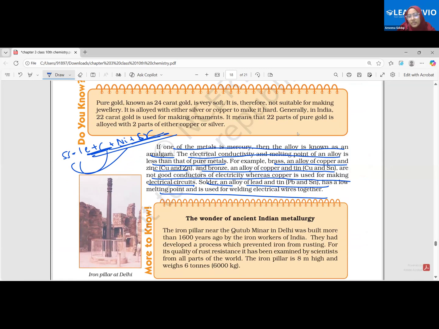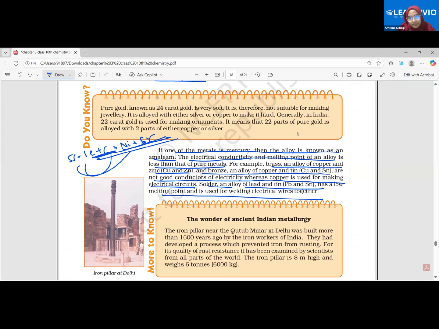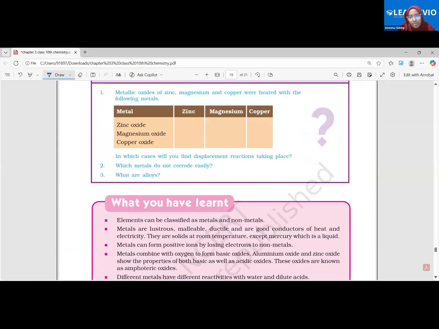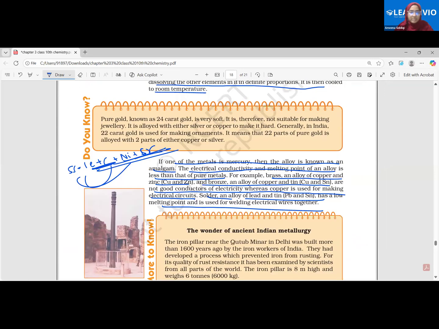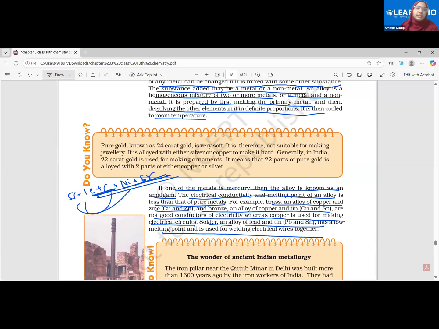They have given the use of the solder alloy for welding electrical wires together. This could be asked in the objective form or 1 mark question. Okay, that's important. Fine. So now the last topic of the chapter is left, that is the chemical properties of the metals and non-metals.